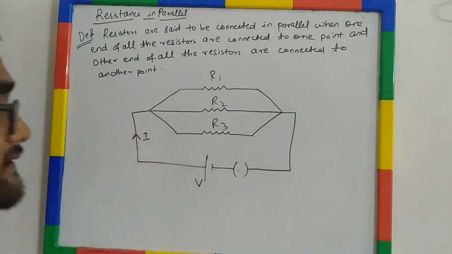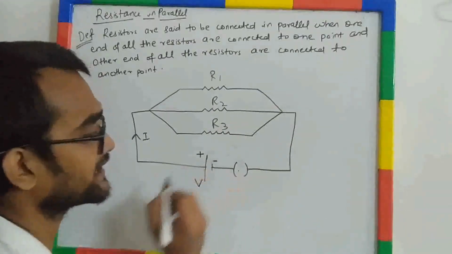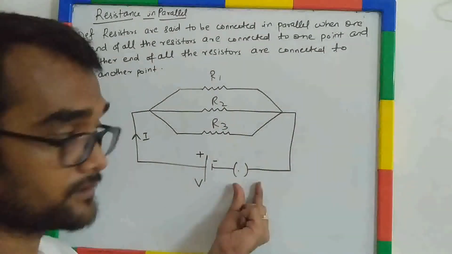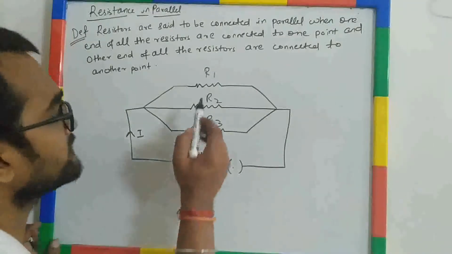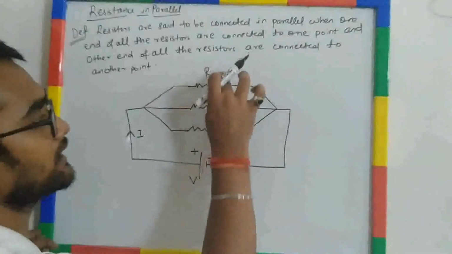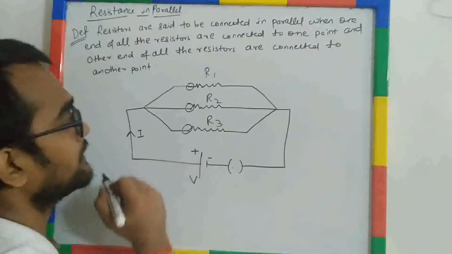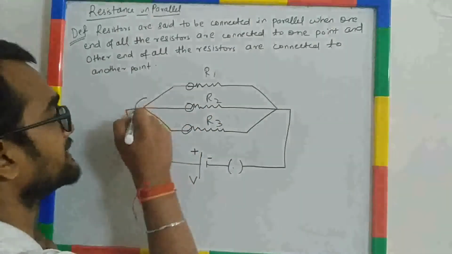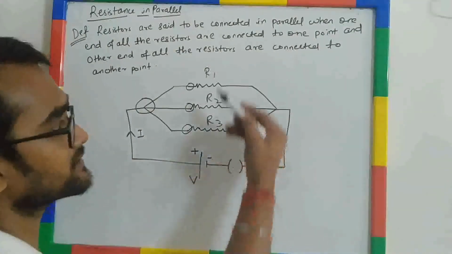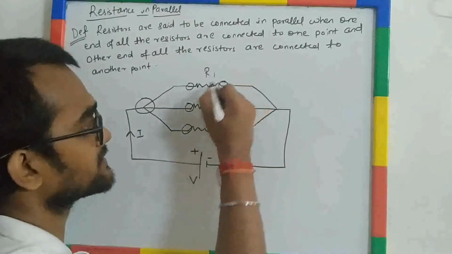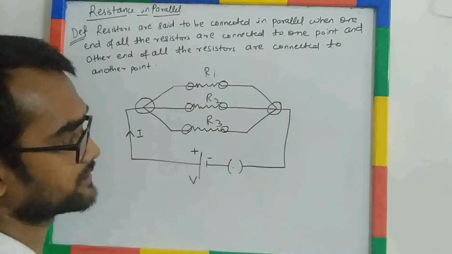So friends, in this diagram, this is the battery. The longer one is the positive terminal of the battery and the shorter one is the negative terminal of the battery. This is the closed switch, and these are the three different resistors R1, R2 and R3. So the left hand side of all the three resistors R1, R2 and R3 are connected to one point, that is this point. Similarly, the right hand side of all the three resistors is connected to this point.